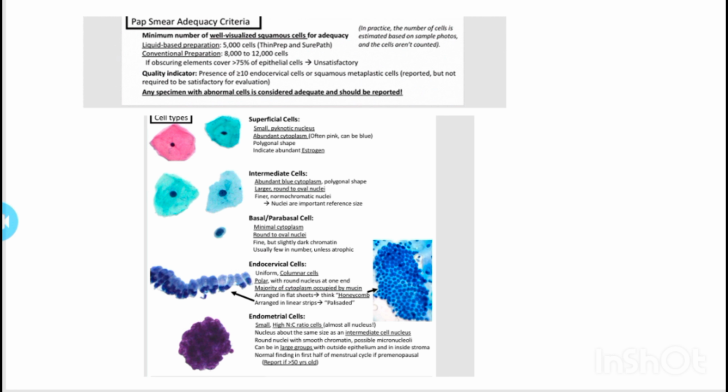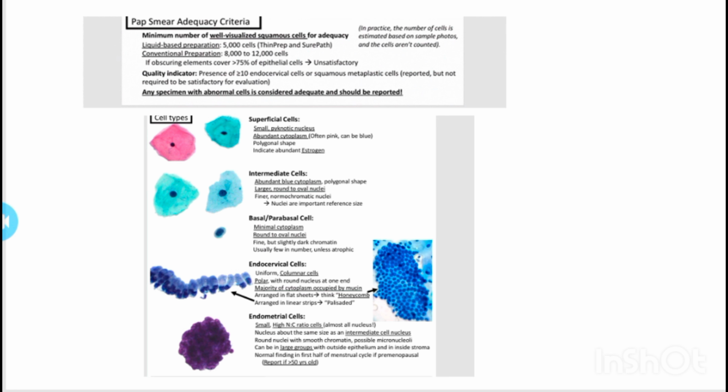Usually we don't count the cells, but it is just an approximation, an estimation. One more thing you should consider in the slide is the background. If some obscuring thing is present in the background, there might be bleeding while taking the pap smear. Okay, so blood might be present.